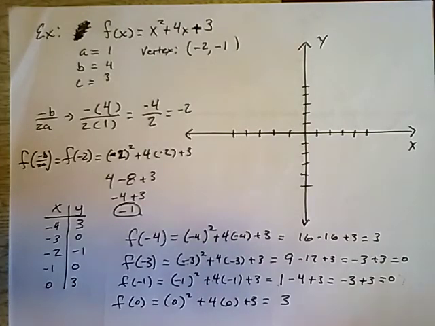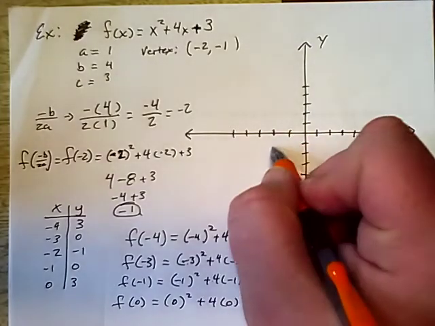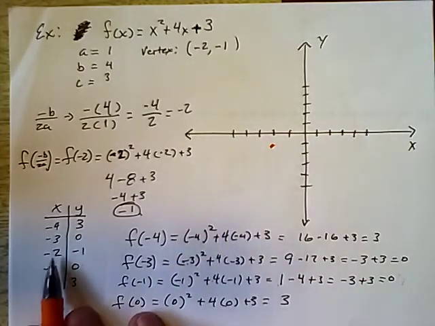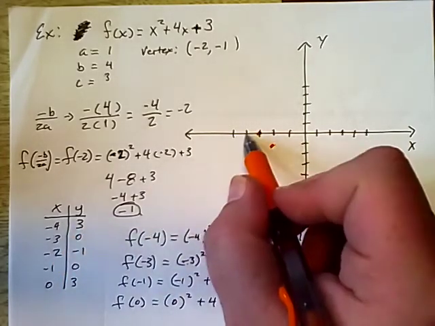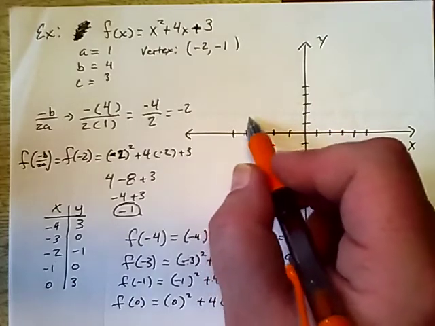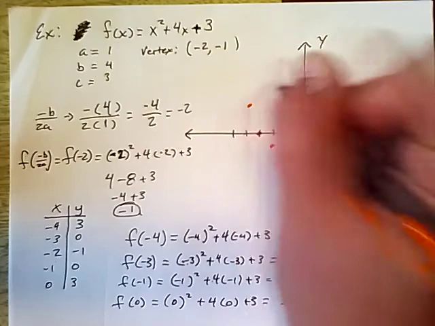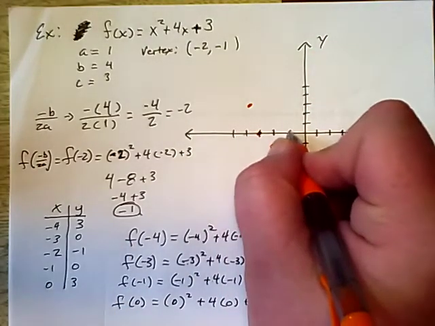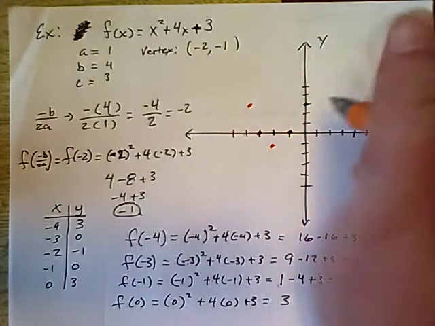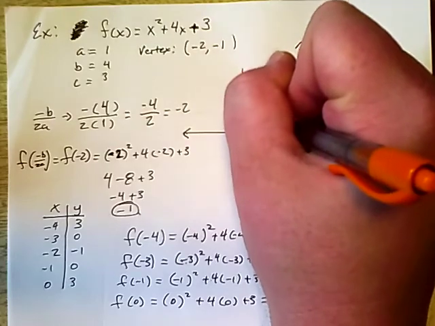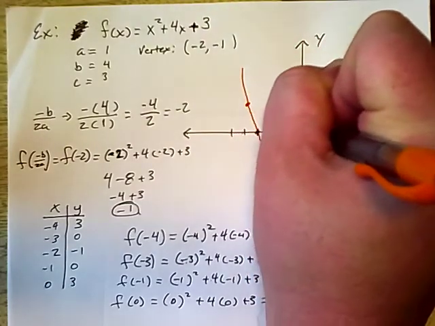And now I want to plot my points. I'm going to try this in a different color. Yeah, I'm fancy around here. All right, so starting with the vertex, negative 2, negative 1. Well, negative 2, negative 1, here's my vertex right there. And then my 2 to the left, negative 3, 0, negative 3, 0. And negative 4, positive 3. So negative 4, 1, 2, 3 up here. Negative 1, 0. Here's negative 1, 0. And 0, 3. 0, 1, 2, 3. Here we are. And now I can draw my parabola.